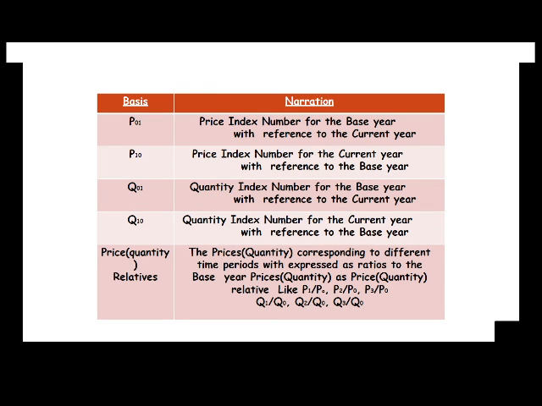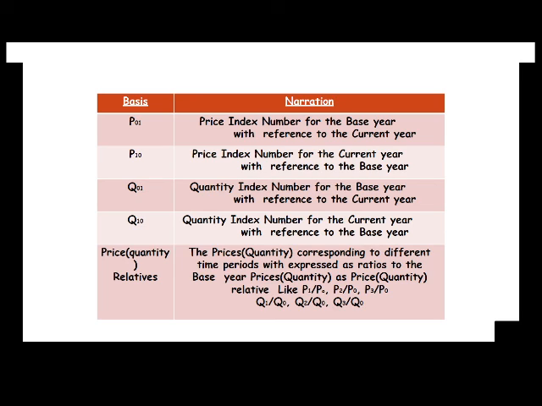Next is P01, the price index number for the base year with reference to the current year. P10, the notation, is the price index number for the current year with reference to the base year. Next is Q01, the quantity index number for the base year with reference to the current year. Next is Q10, the notation representing the quantity index number for the current year with reference to the base year.